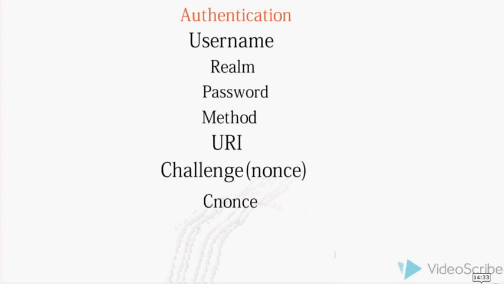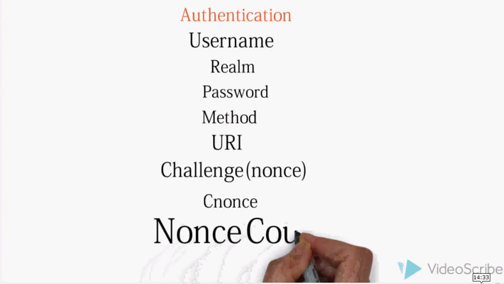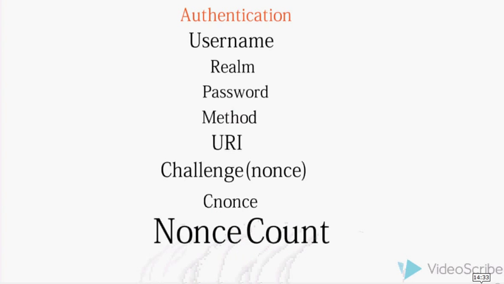And we have the cnonce, the client nonce. This value is optional unless quality of service information is sent by the server, and usually the value is absent. We have the nonce count, the number of times the client has sent a nonce value. This value is optional and is usually absent.